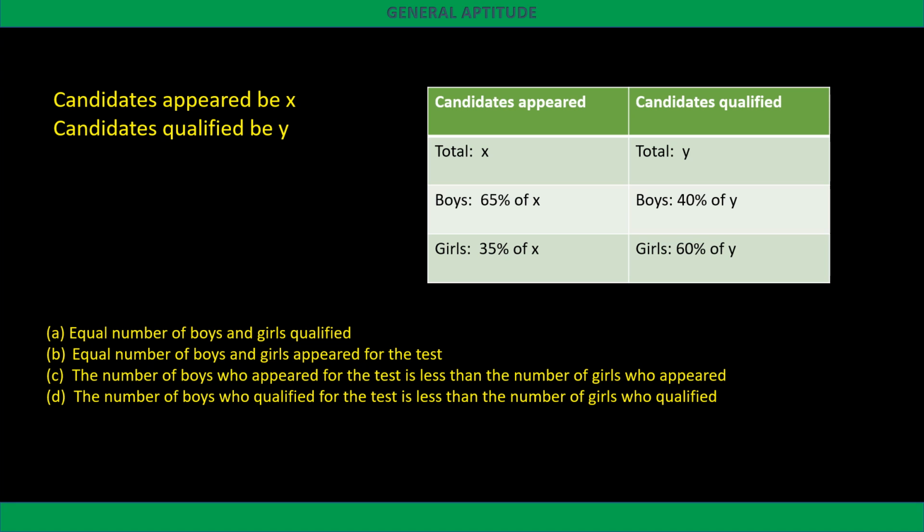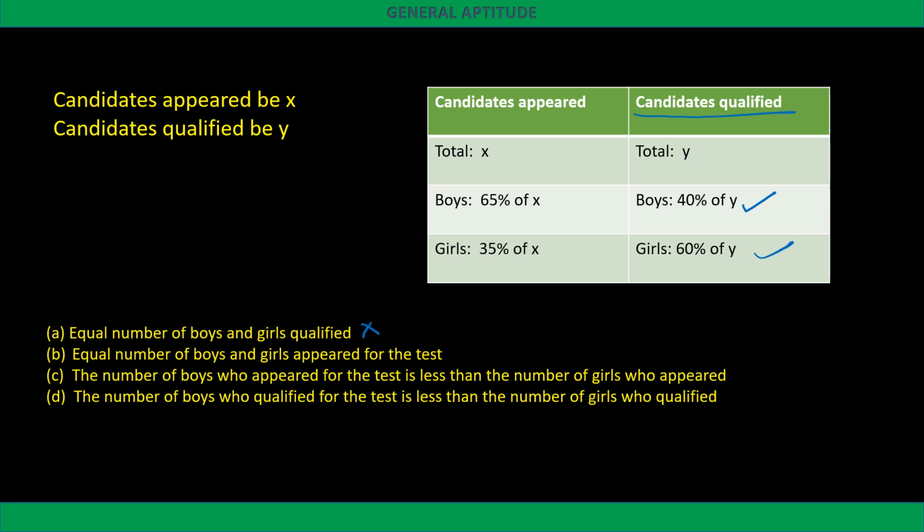These are the options. Let's check the options one by one. Equal number of boys and girls qualified. You can see that this is the qualified candidates. Boys is 40% of Y and girls is 60% of Y. So they are not equal.